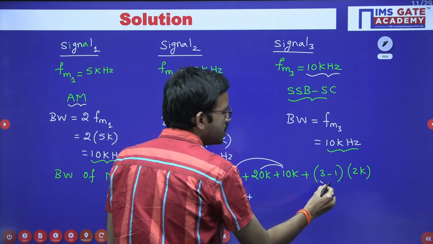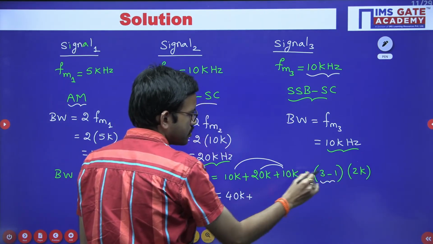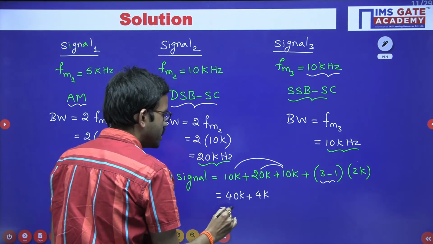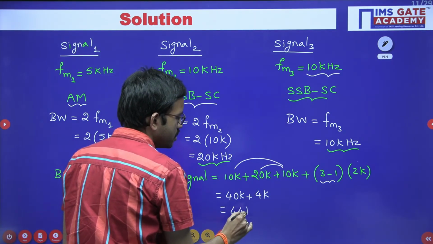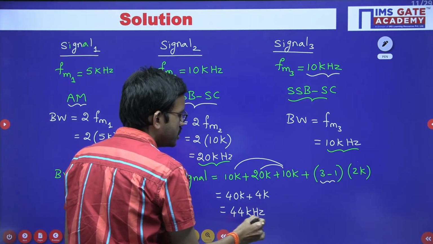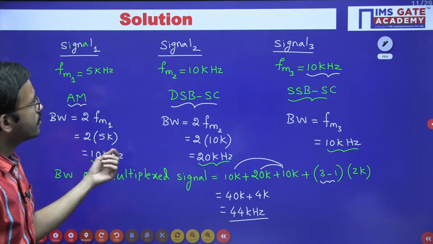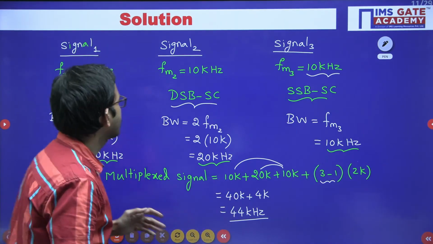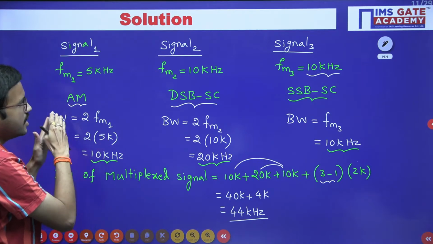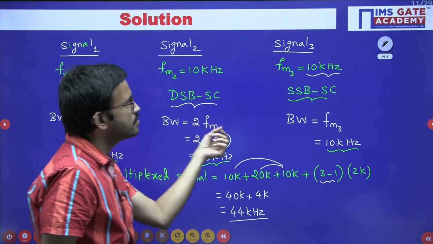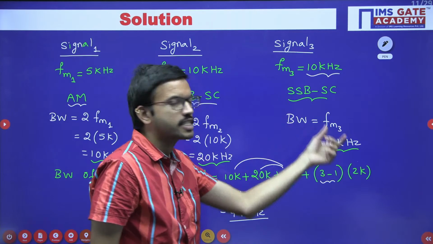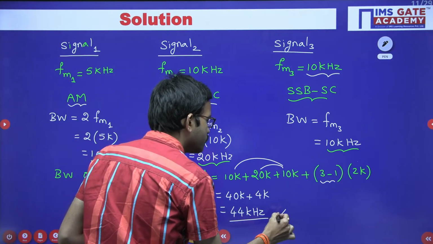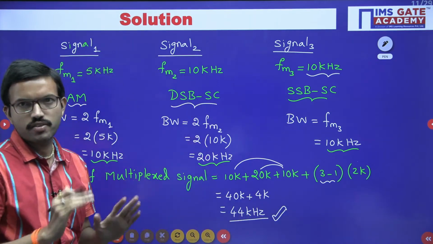Next, 3 minus 1 is 2. 2 into 2 is 4. So 40K plus 4K is nothing but 44 kilohertz. So this is the bandwidth that is required for transmitting these three signals with the help of frequency division multiplexing when we have considered for first signal AM modulator, for second signal DSBSC modulator, and for third signal SSBSC modulator, right? So the resultant bandwidth that is required is 44 kHz. So this is the minimum bandwidth that is required. Okay.